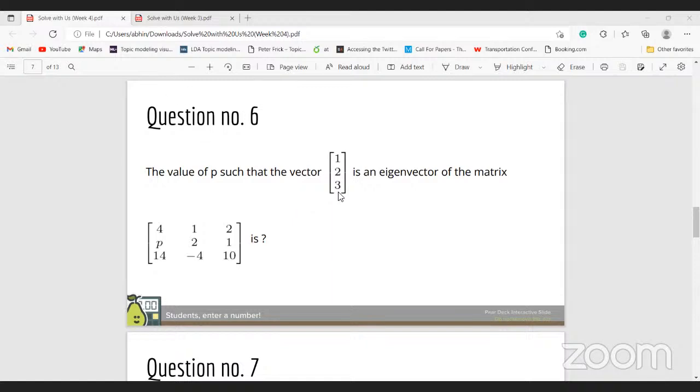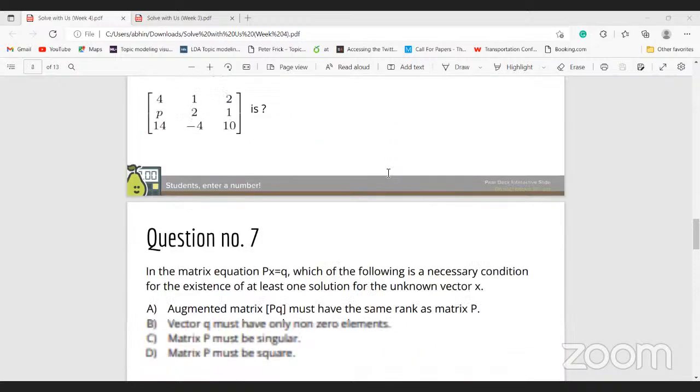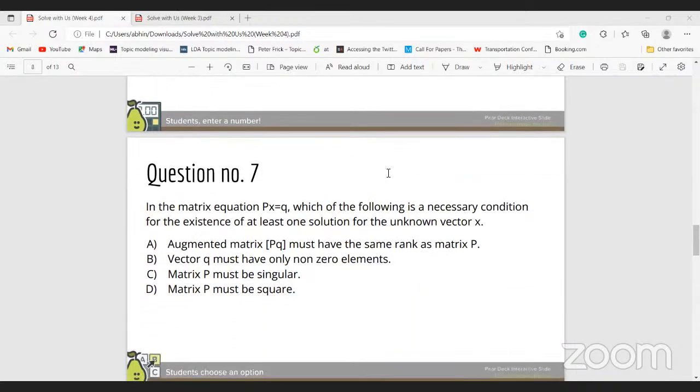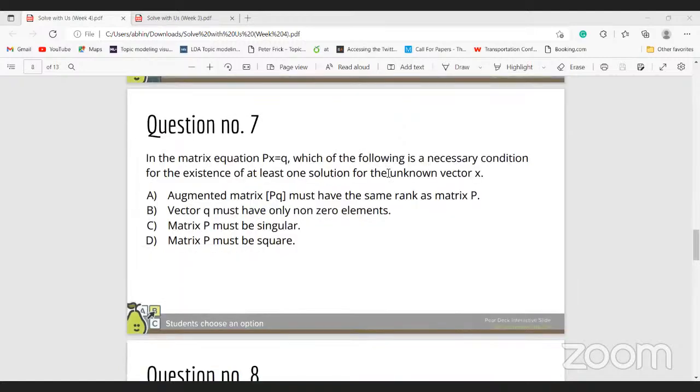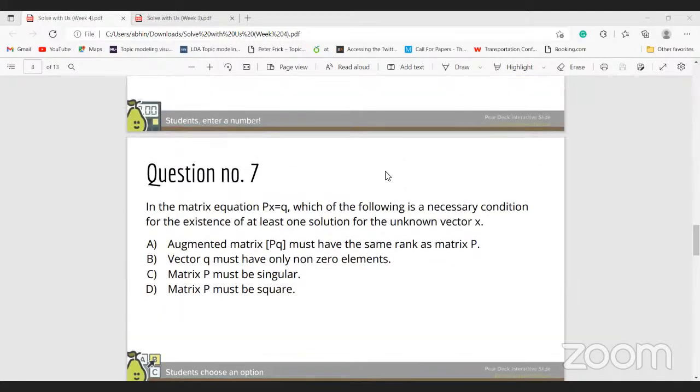Okay. Next question. Let's move to the next question. This is again an easy question. I think two people can solve it. Go ahead and solve. It's a subjective question, so maybe you can solve it in 1 minute.